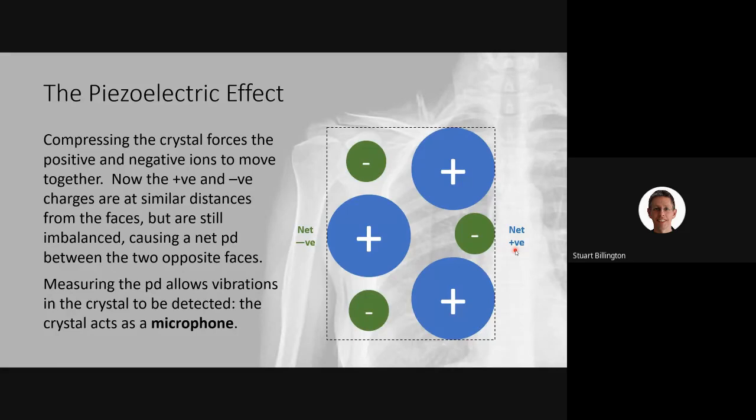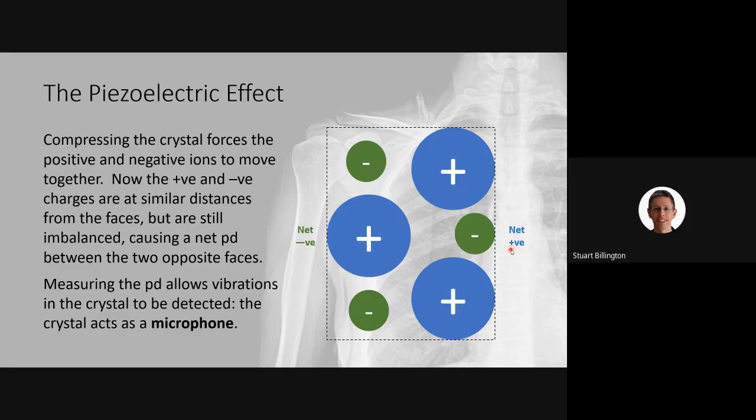And so if we kept compressing and decompressing and compressing and decompressing the crystal, we would get a trace on, say, an oscilloscope as the voltage varied. And this would allow us to interpret the trace on the oscilloscope as the vibrations that were stressing the crystal. And therefore, with the correct interpretation of the oscilloscope trace, we can interpret vibrations of the crystal and therefore use the crystal as a microphone.